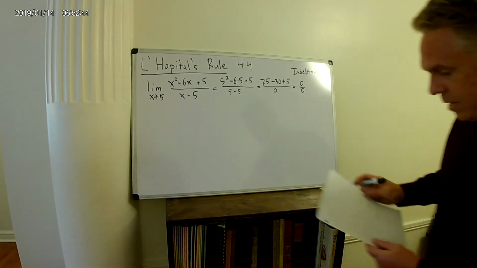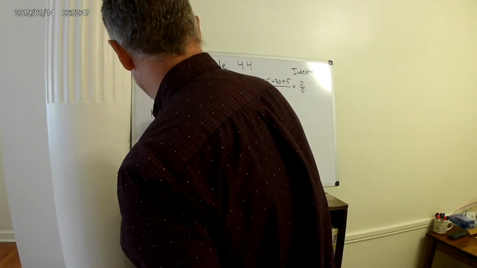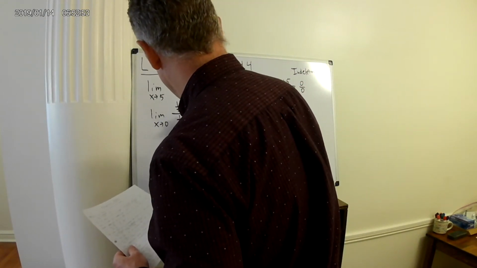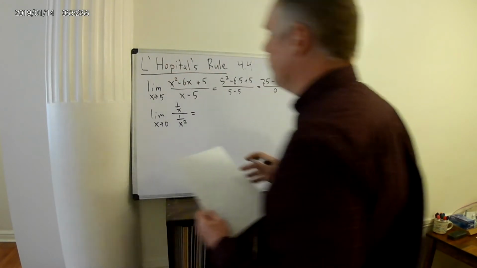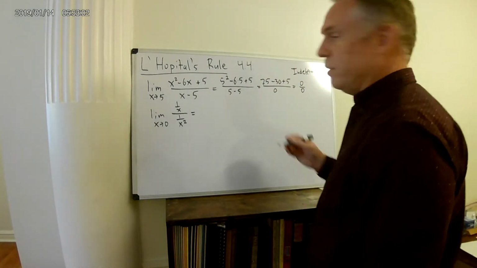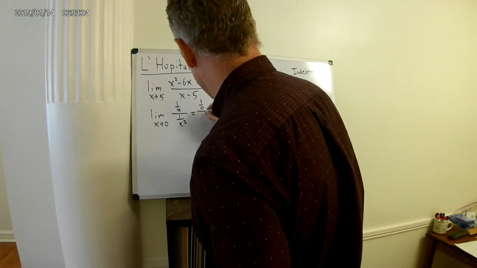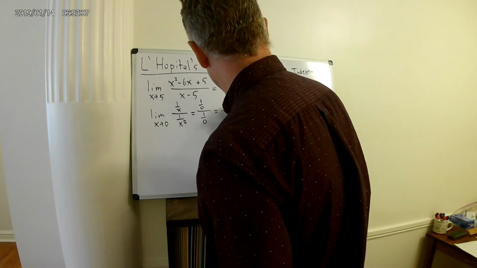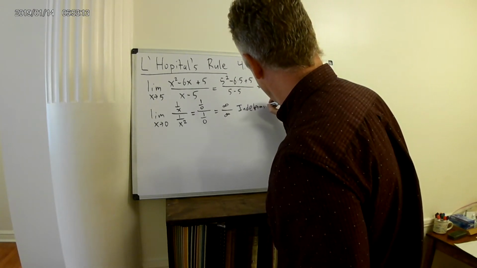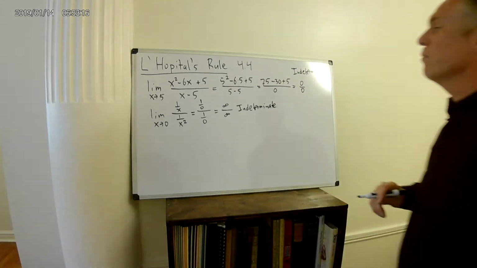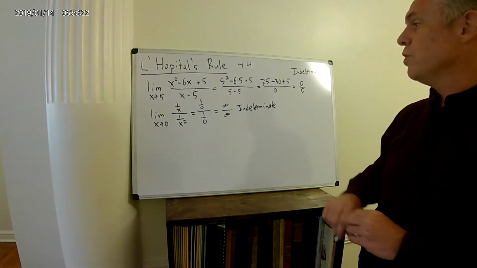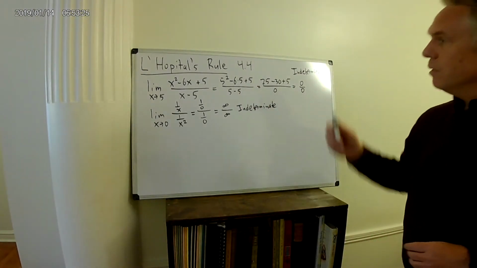Let's consider another limit. The limit as x approaches 0 of 1 over x over 1 over x squared. If we also naively plug in x equals 0 into this limit, we get 1 over 0 divided by 1 over 0, which equals infinity over infinity. This is also indeterminate. These are both indeterminate forms of limits. Now, how do we figure out what these limits go to? We don't know yet what the limit is. Let's consider these two cases.